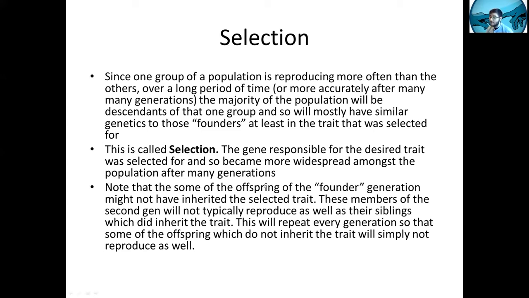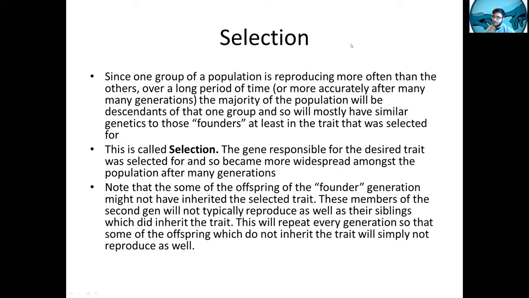Some of the offspring of that founder generation might not have inherited the selected trait. These members of the second generation will typically not reproduce as well as their siblings and cousins, which did inherit the trait. And so they will usually die off and not have offspring. This will repeat every generation, so that some of the offspring which don't inherit the trait will simply not reproduce as well, or will die off. And after many generations, it'll dilute itself out.